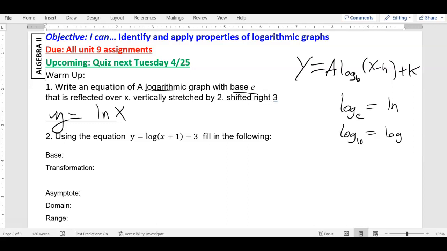Now, it says it's reflected over x. What has to be in front here to reflect it over x? You said it earlier. What reflects it over x?